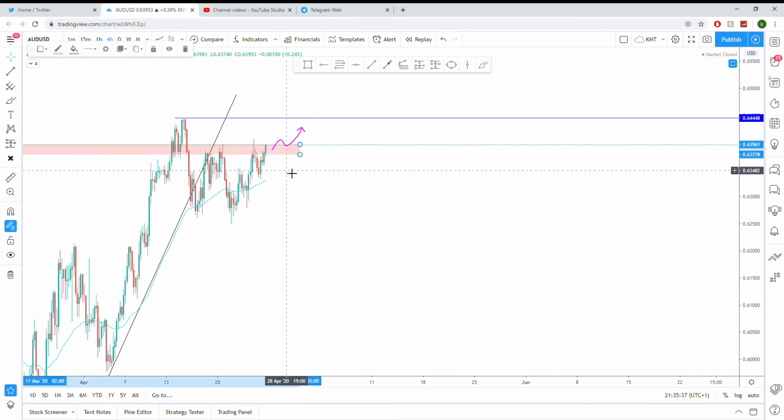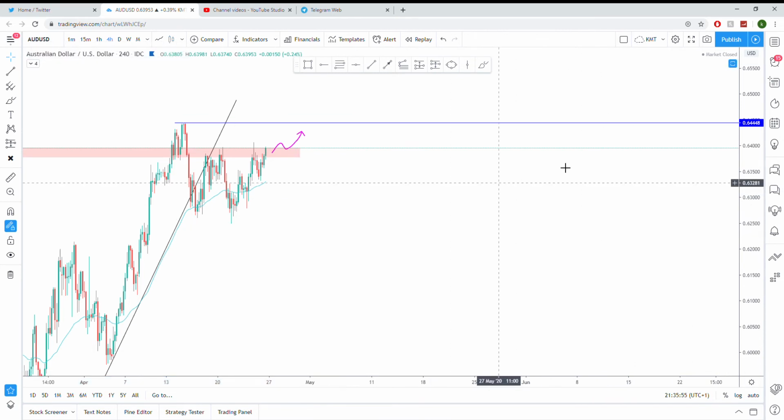So the 4-hour closure must be above this. This is not exactly valid. I want to see a strong closure. Again, it's all about the sentiment and the patterns that print within the zone that you want to pay attention to. So this is at 0.63961 to 0.63778.